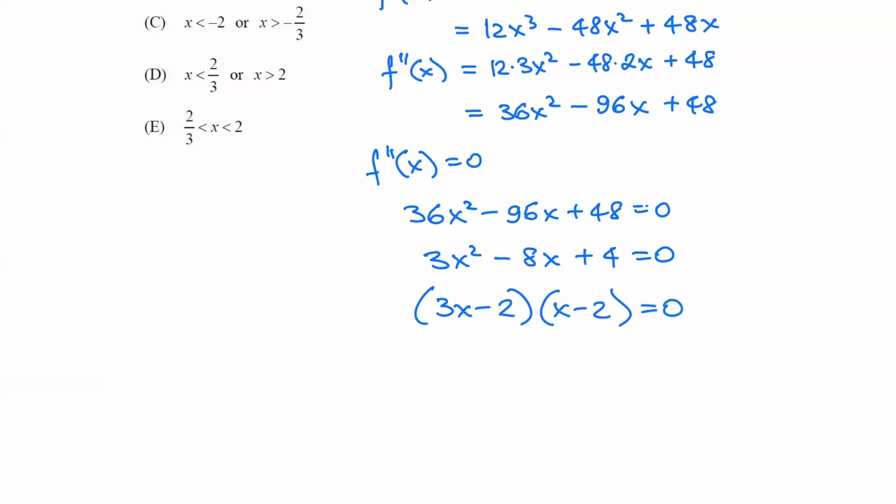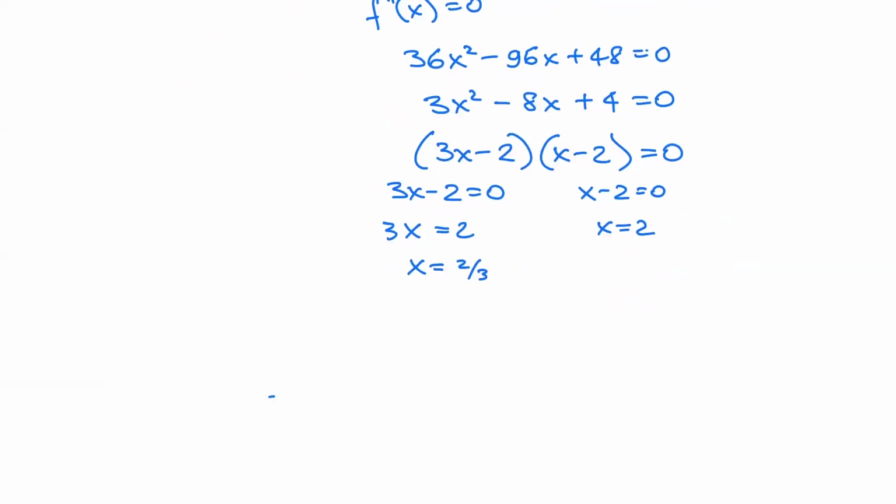It means that the solutions are 3x minus 2 equals 0, or 3x equals 2, x equals 2/3. And the second solution, x minus 2 equals 0, or x equals 2. So we know that for this function, the second derivative is equal to 0 at 2/3, and it's equal to 0 at 2.